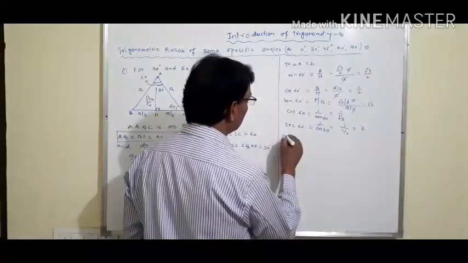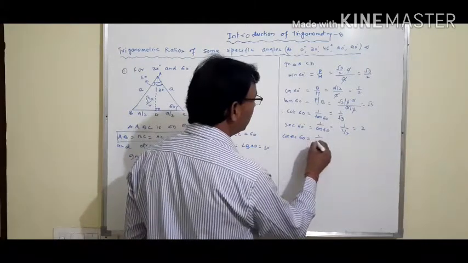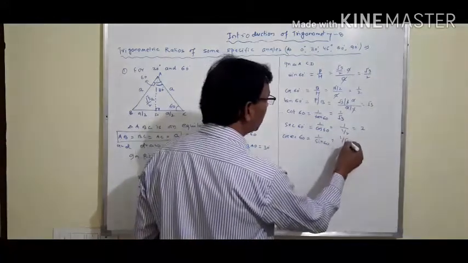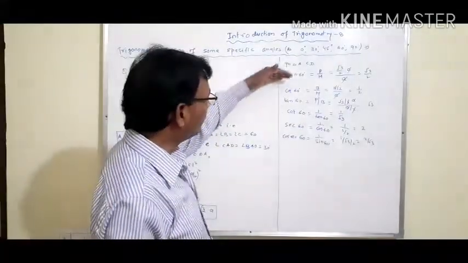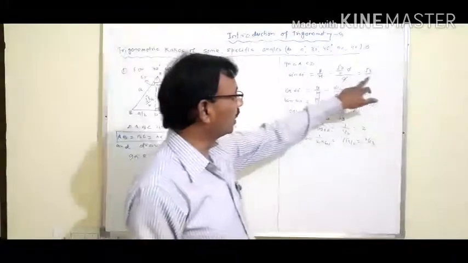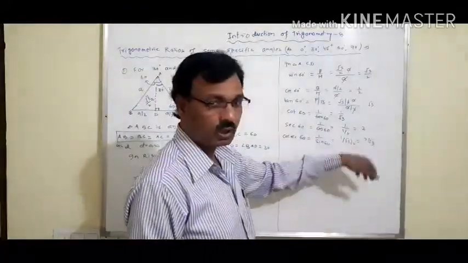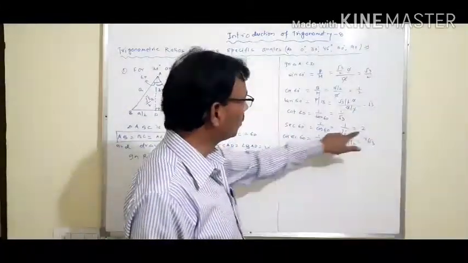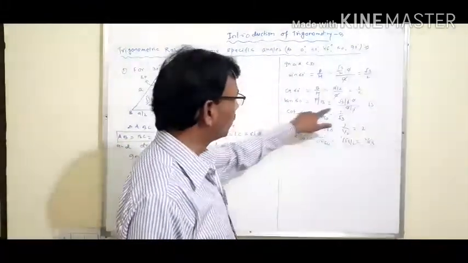Cosec of 60 equals 1 by sine of 60 equals 1 by root 3 by 2 equals 2 by root 3. Now here I have written sine 60 equals root 3 by 2 while cosec 60 equals 2 by root 3, because both are reciprocals. Cos 60 equals 1 by 2 while sec 60 equals 2. Tan 60 equals root 3 while cot 60 equals 1 by root 3.